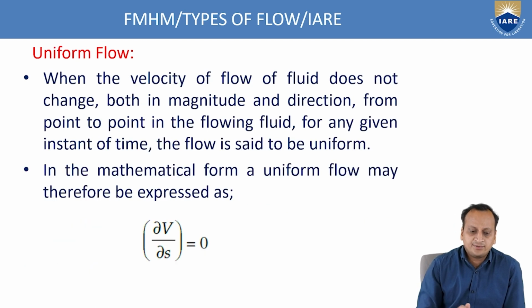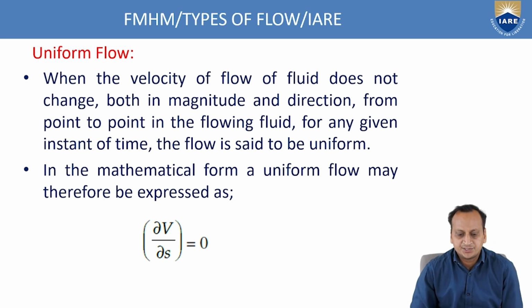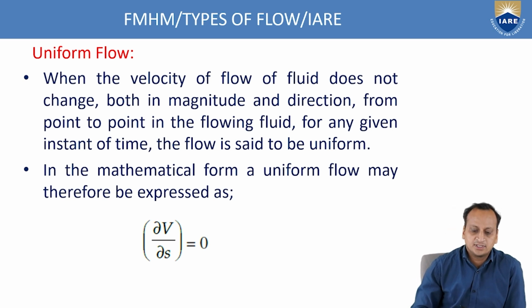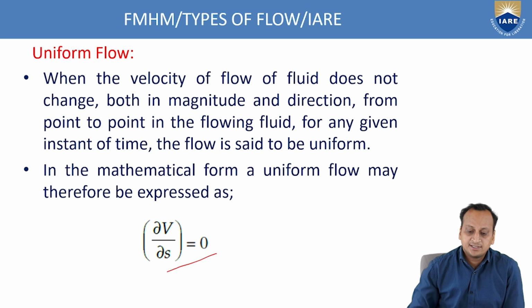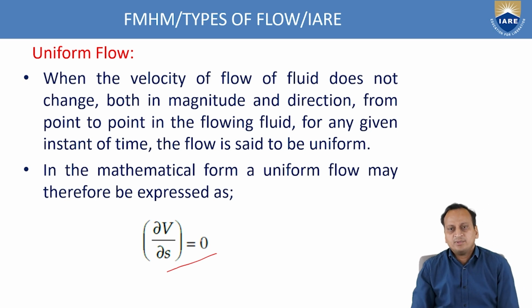So now, uniform flow. Uniform flow means the velocity remains the same throughout its flow. The velocity remains constant, that is nothing but dou v by dou s equals 0. That is nothing but a uniform flow. A flow is said to be uniform if the velocity doesn't vary with respect to space.